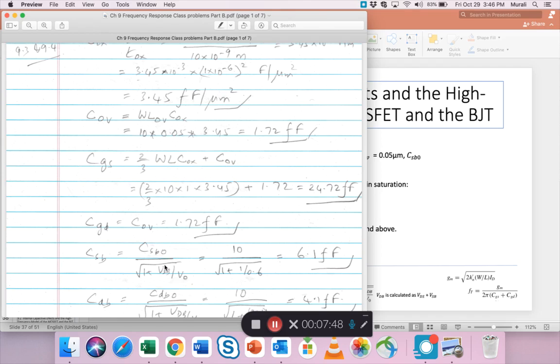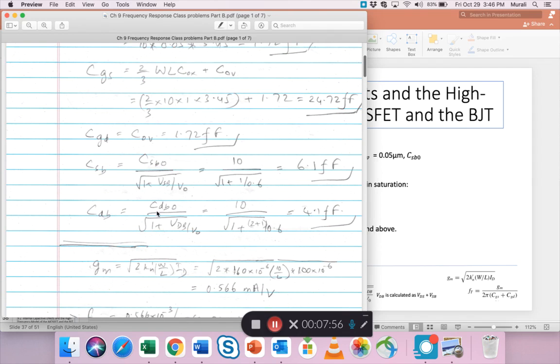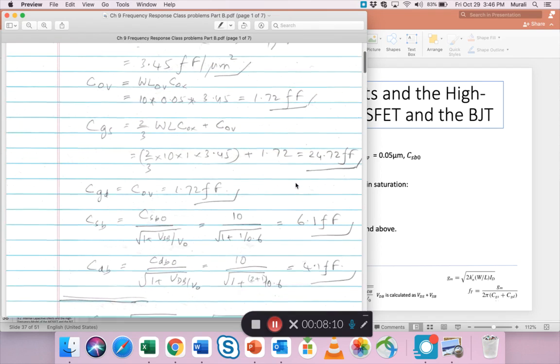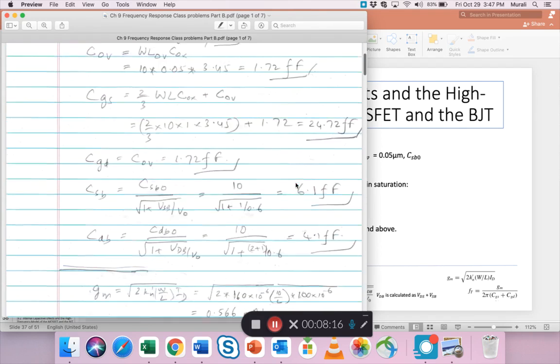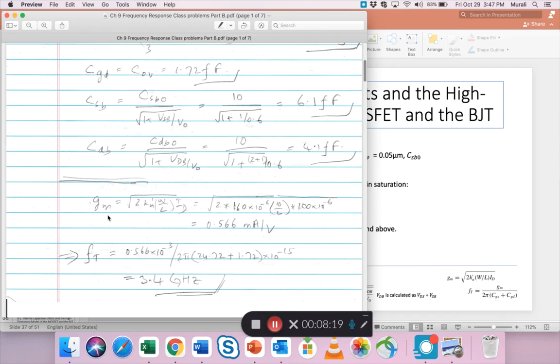CSB is this formula. As VSB is given, V0 is given, everything is given here. For CDB, like I said, this VDB is the sum of two things, 2 plus 1. Then you calculate, you get that to be 4.5. So notice that all these answers are in femto, right? So that's 10 to the power minus 15. Remember that. gm is this formula. We are given Kn prime.